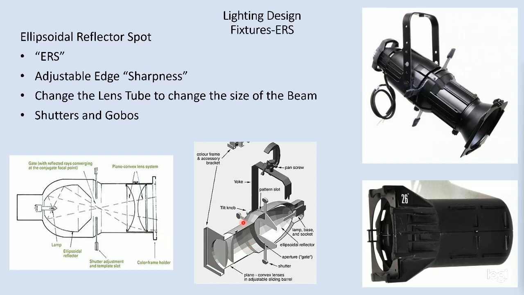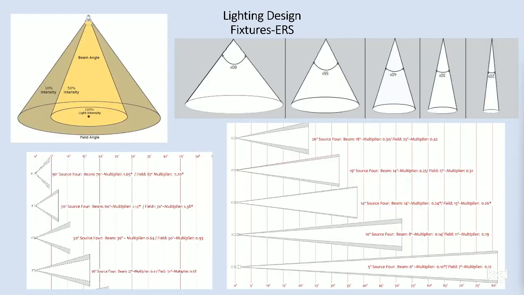An ERS, as we had mentioned, has shutters which shape the image, and a pattern slot or a gobo slot where we can insert stenciled patterns and project them with the light. Now let's look a little bit at beam angle and beam spread. Every fixture has a beam angle and a field angle.